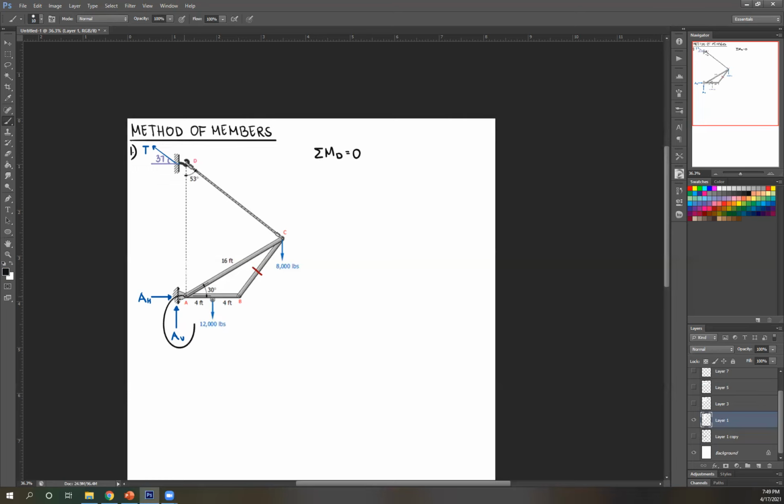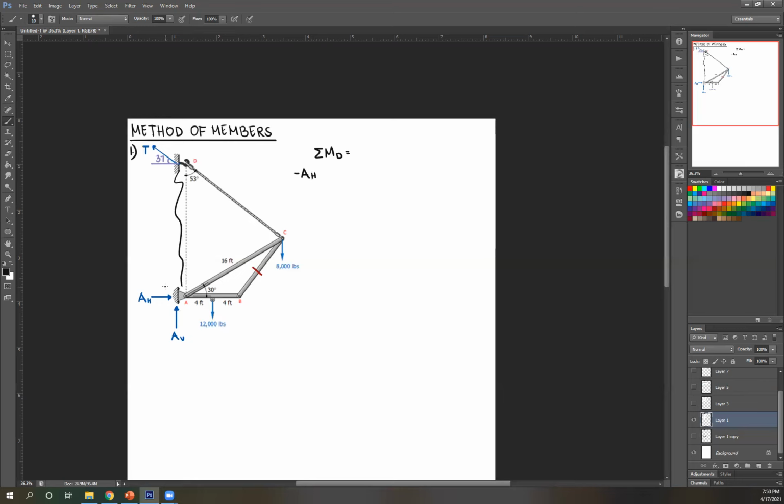Okay. AV is actually level with your reaction at B, or support B. So therefore AV is ignored since it passes through your moment center. So we're left with AH. So AH rotated about B, that is counterclockwise. So negative AH.